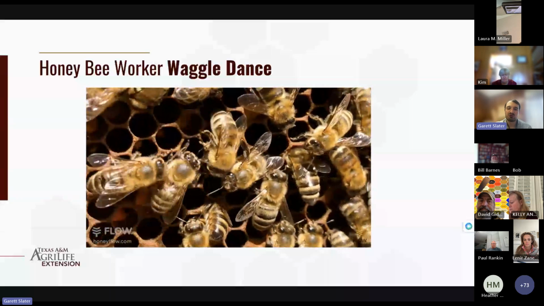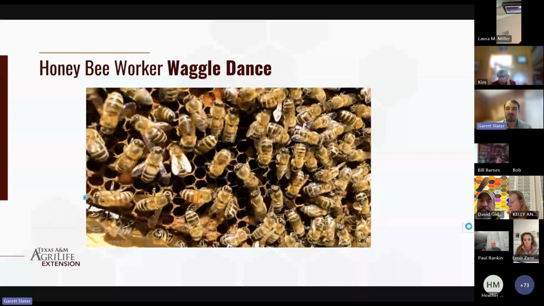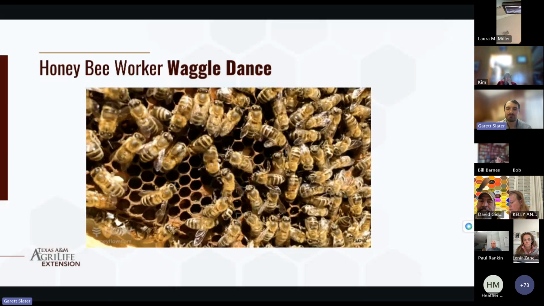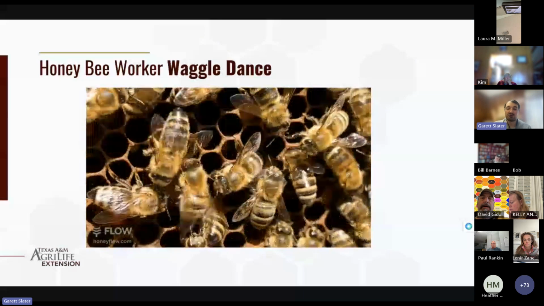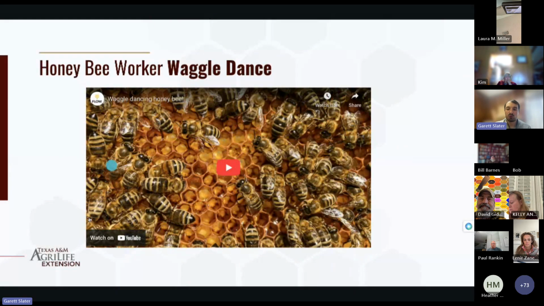There could be two wiggle dances happening at one point. And if there are, the workers may be following both dances and figuring out which one they want to go to. For that study where they had a source with a high quality sugar and a source with a low quality sugar, most of the bees followed that dance to the high quality sugar and went to that source.